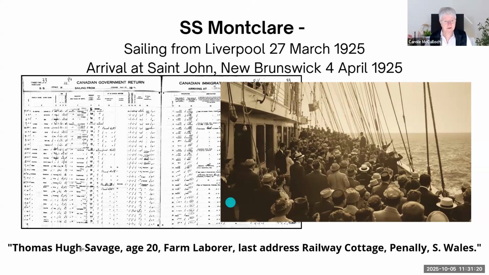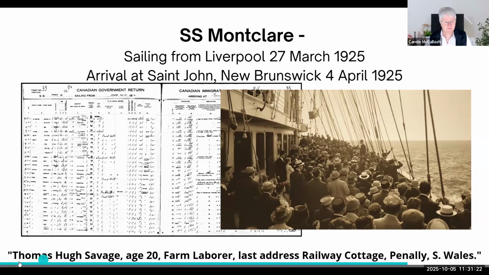So the line in the manifest reveals that Thomas Hugh Savage, aged 20, farm labourer, and his last address was Railway Cottage. Actually, last address is incorrect. That should read his birthplace, which was Railway Cottage, Penally, South Wales. So I now want to show you what AI can do to help me unravel some of this.